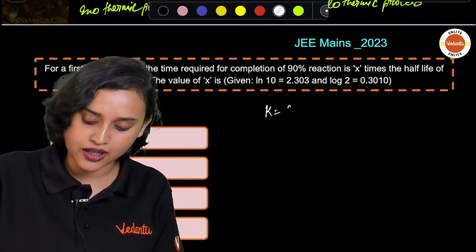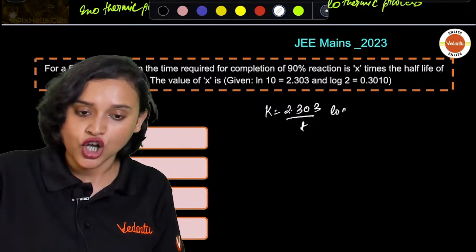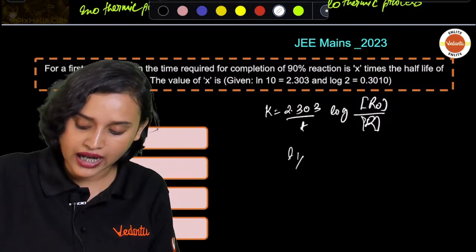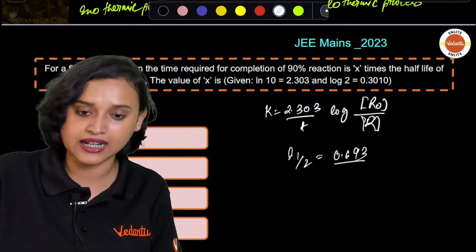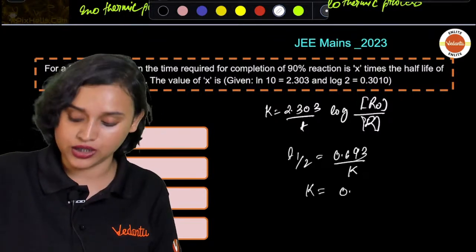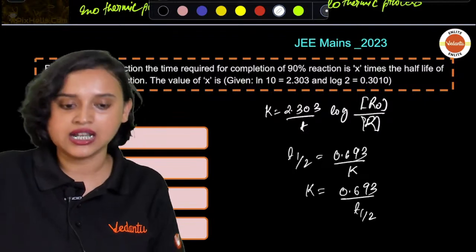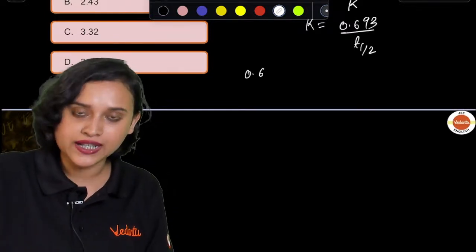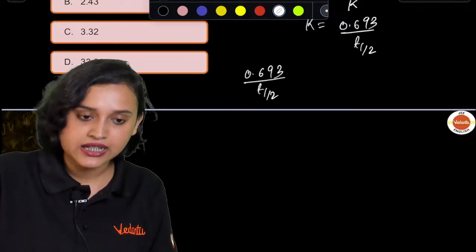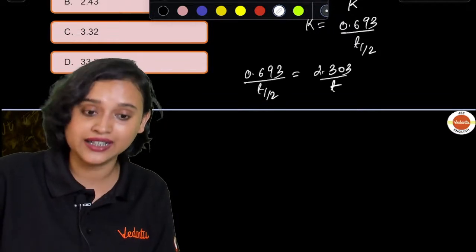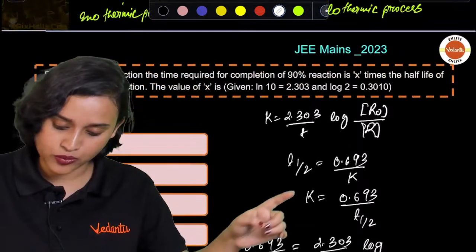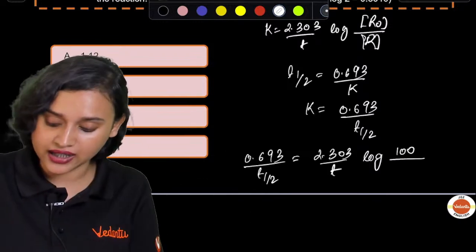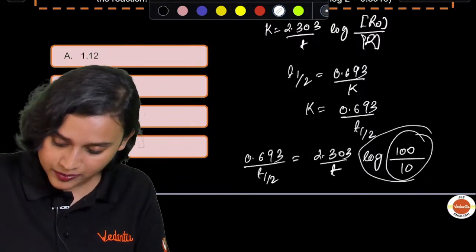We all know that k is equal to 2.303 divided by t times log of R naught divided by R. We also know that t half is equal to 0.693 divided by k. That means k is equal to 0.693 divided by t half, isn't it? Can we write like this? Yes, we can. So 0.693 divided by t half is equal to 2.303 divided by t times log of c. What is given? 90% of the reaction is complete. Imagine that initially it was 100, minus 90 will be 10, and this particular term is equal to 1.